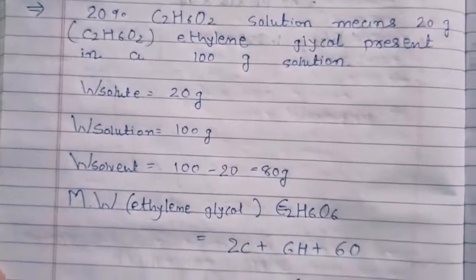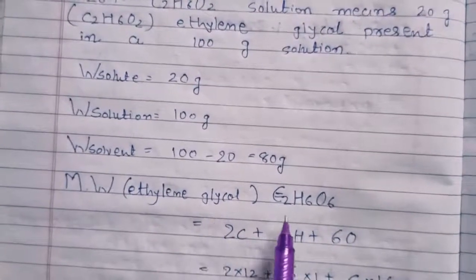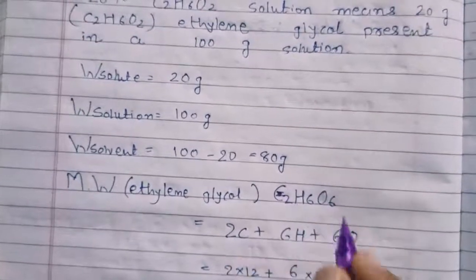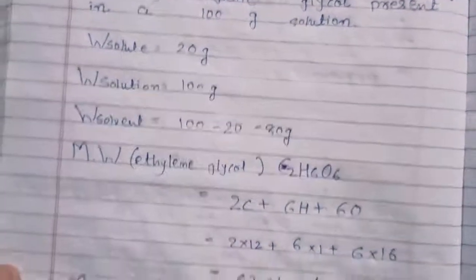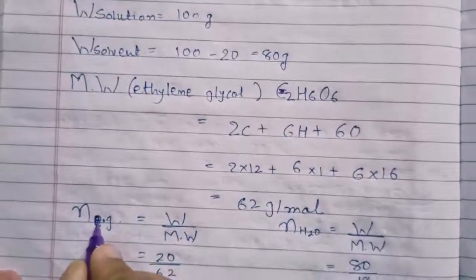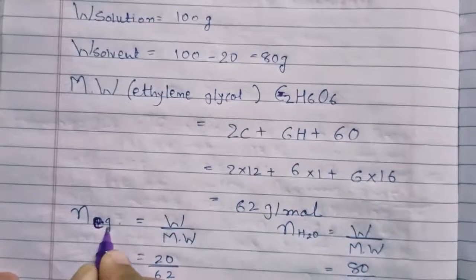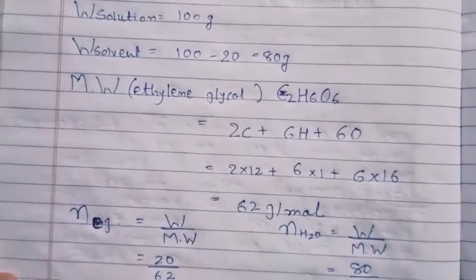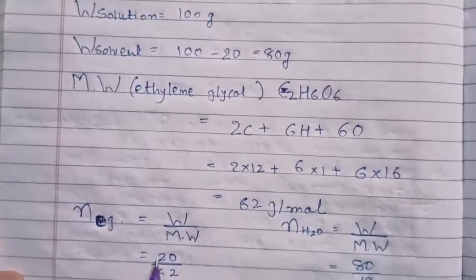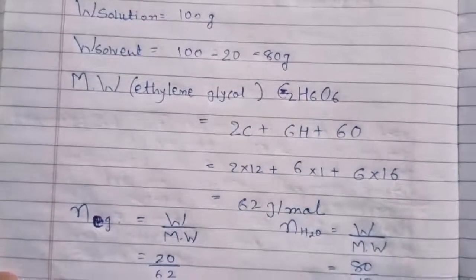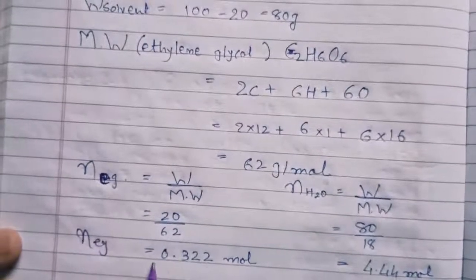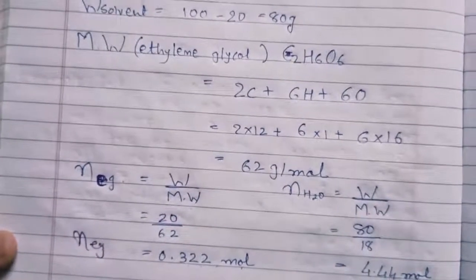Now the molecular mass for the ethylene glycol, having molecular formula C2H6O2, will be 62 gram per mole, right. Now the moles of ethylene glycol, I have written in short as easy, okay, equal to mass divided by molar mass. Mass is 20, molar mass is 62, so you will get moles of ethylene glycol equal to 0.322 mole, right?